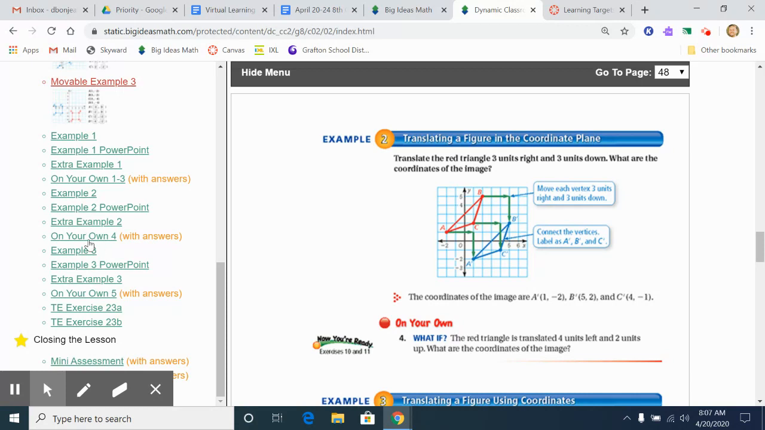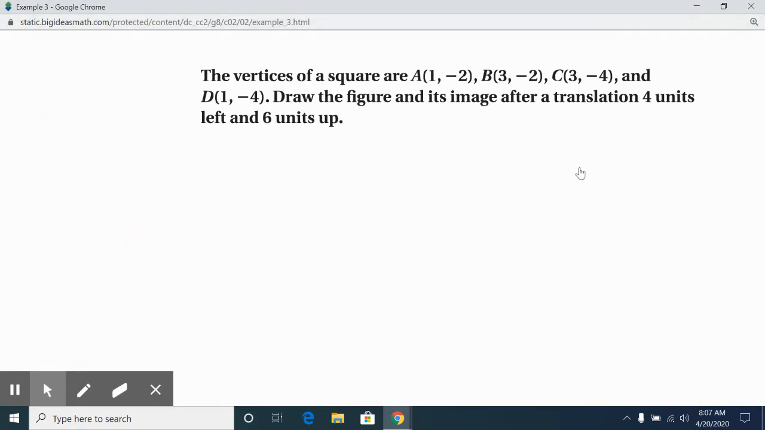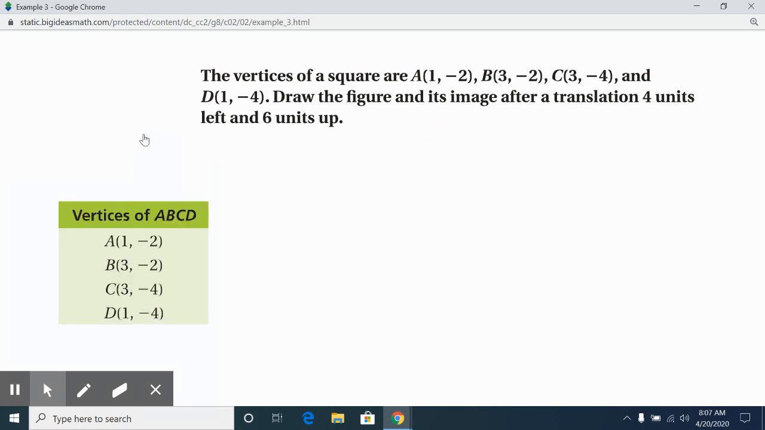So I'm going to briefly go through that again and show you what Big Ideas does. They're showing you that same method that I just showed you in this example. They say the vertices of a square are A is (1, -2), B is (3, -2), C is (3, -4), and D is (1, -4). They're saying to draw that figure with those coordinates and then its image after a translation 4 units left and 6 units up. So let's look at another example of what I just talked about.